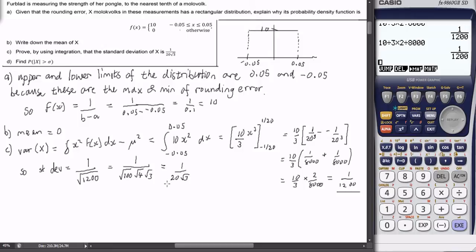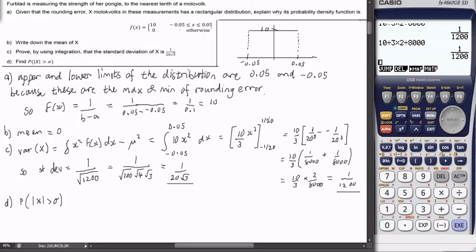And that's quite a tough question, but it has come up once or twice, so it's worth making sure that you can do that. Distribution of a rounding error and a proof of a standard deviation. Okay, and the last part shouldn't be too bad. Find the probability that the absolute value of x is greater than sigma, the standard deviation.